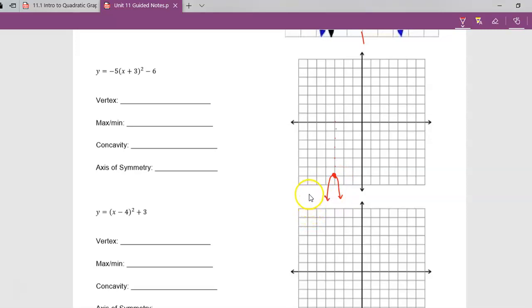So the vertex here, I can either just look at my graph, (-3, -6), or I can use the function. The +3 on the inside would go left 3, the -6 on the outside goes down 6. So there's the vertex. The vertex is a maximum because it's higher than all the points around it. The concavity, again, those ends are pointing down, so that's concave down. And the axis of symmetry is this line that cuts it in half symmetrically, and it's at x equals -3.